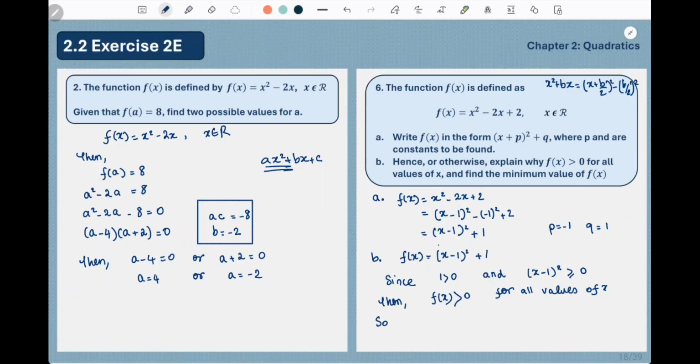So the minimum value of f(x) is 1. And you can see it clearly if I write (x minus 1) squared is greater than or equal to 0. If I turn it into f(x) by adding 1 to both sides, (x minus 1) squared plus 1 is greater than or equal to 1. You can see that the minimum value is 1 indeed. I hope that made sense.